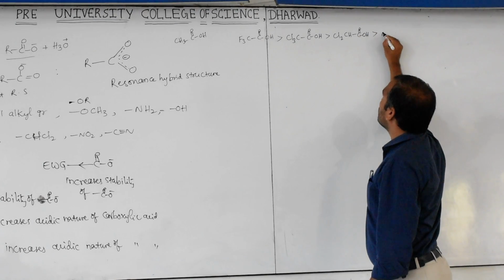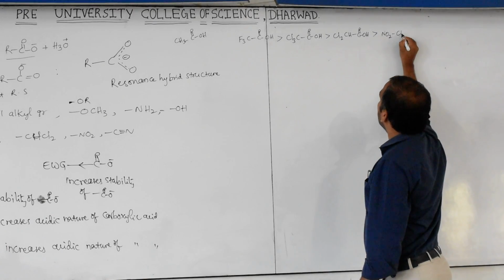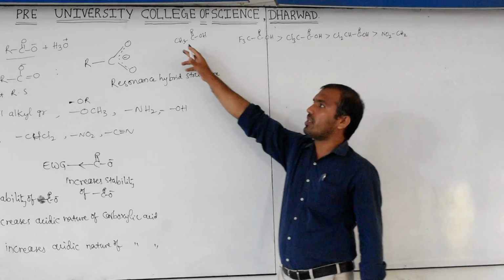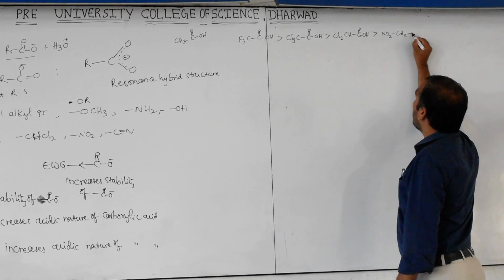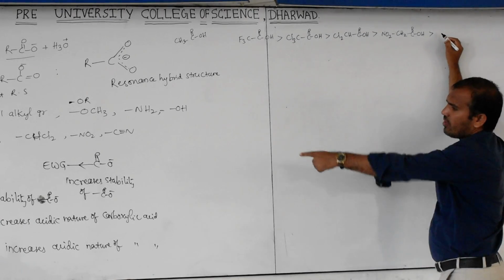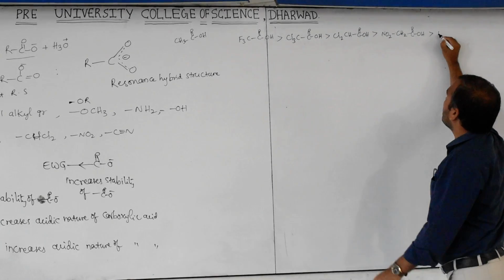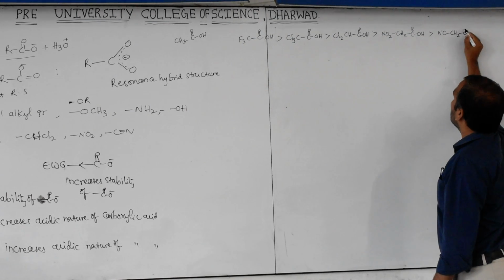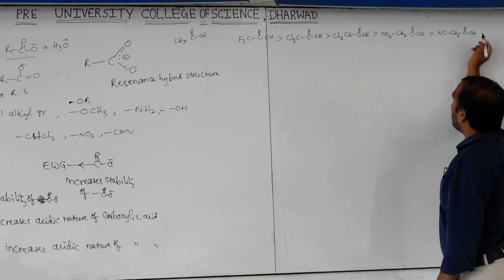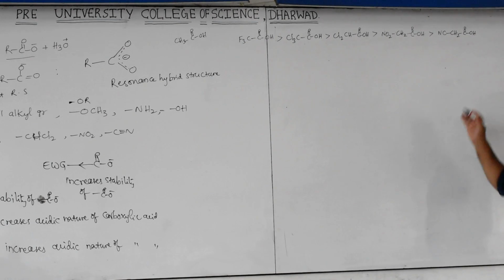Next, the NO2 group, NO2CH2COOH, where one hydrogen is replaced by NO2 and the rest remains as it is. Next, cyanide is also there somewhere. We have to write NC-CH2COOH because carbon is bonded here, not nitrogen. This is called cyanide, not isocyanide. Okay, this is less acidic.